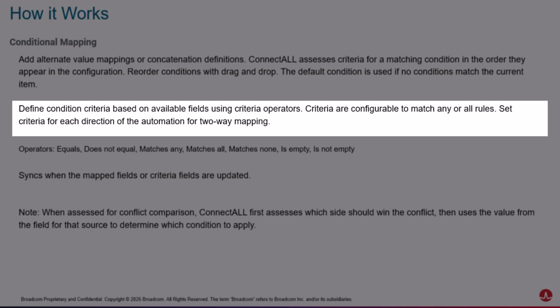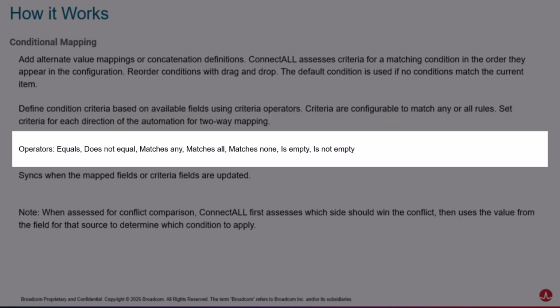The reason for this is that we have to assess the criteria based on the payload of the synced item. We can't base it off the value of a destination field. So, for example, if we're talking about doing this by project, you need to set the project on both sides as condition criteria. We have operators for equals or does not equal, matches any, matches all, matches none, and empty or is not empty.